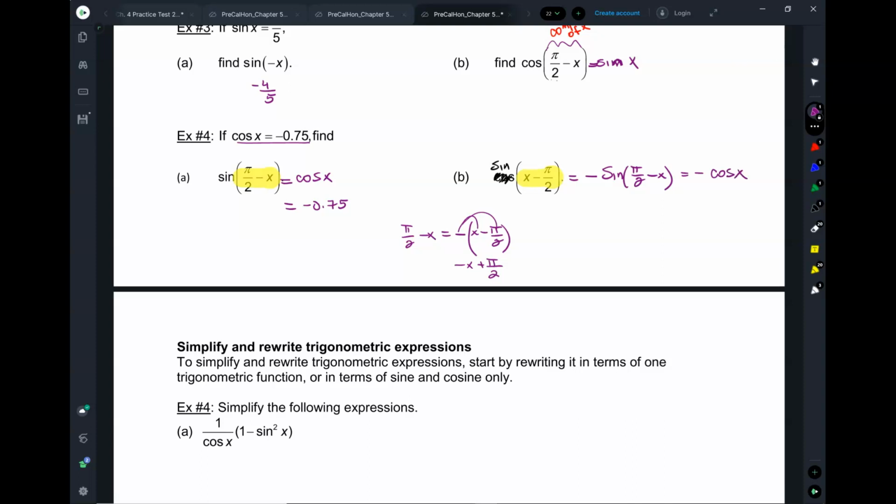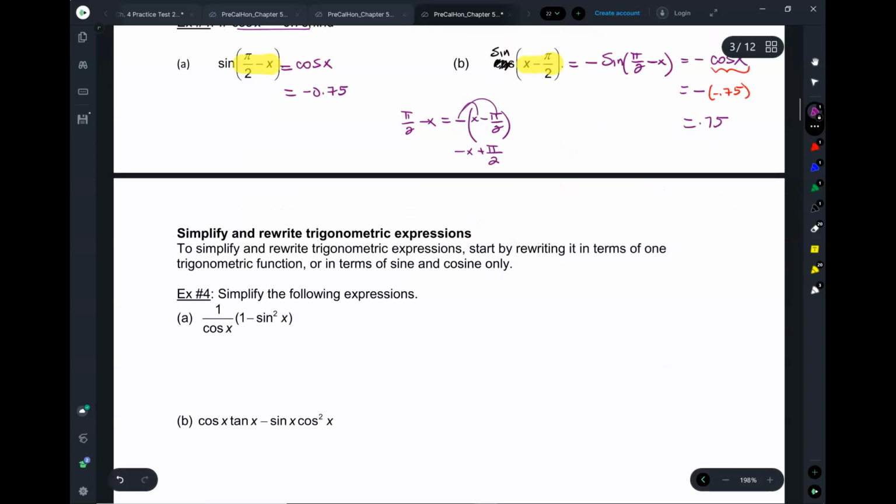Okay? So now this is negative. How much is cosine of x? Negative 0.75. So all this together would be 0.75. Okay. Let's do the other stuff.